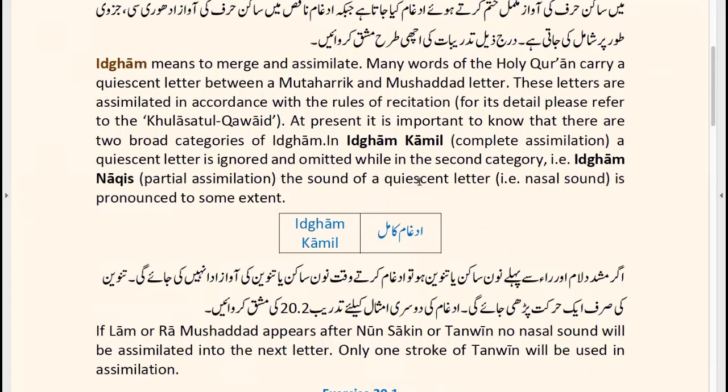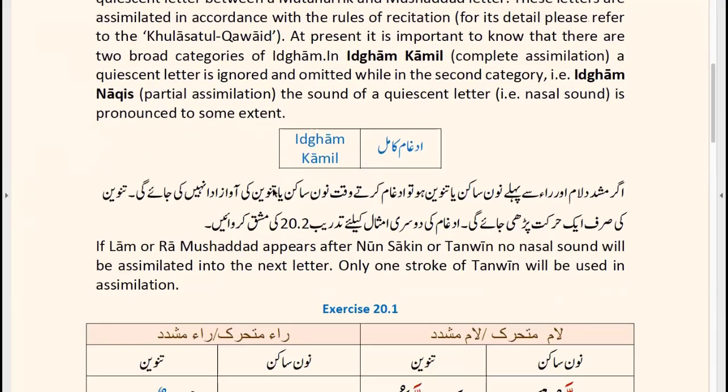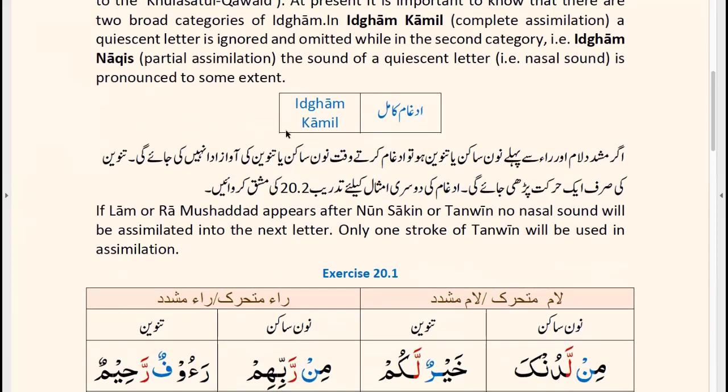The other category, which we won't be doing today, is called idgham naqis, partial assimilation. The sound of the quiescent letter, i.e. the nasal sound, is pronounced to some extent. So the nasal sound will be pronounced a little bit. But you will be learning that in a different class, probably tomorrow. So today, let's learn about idgham kamil then.